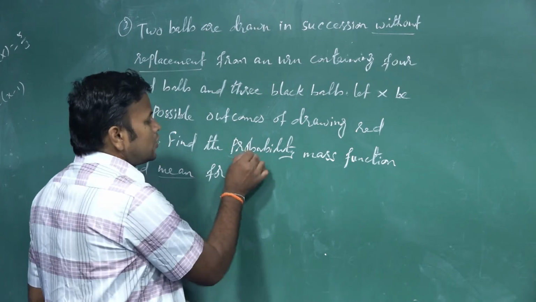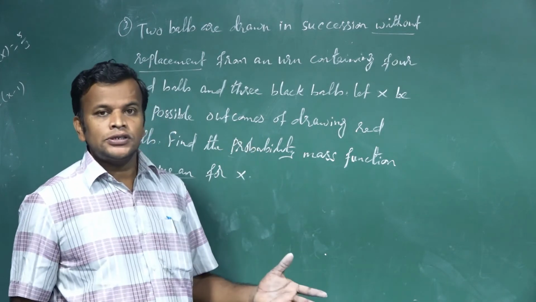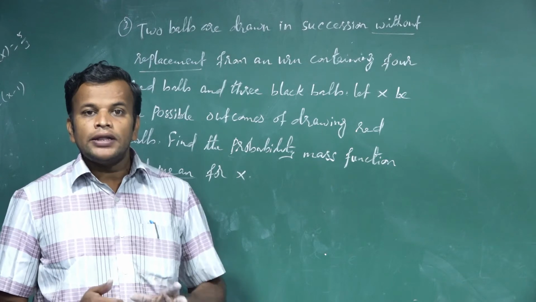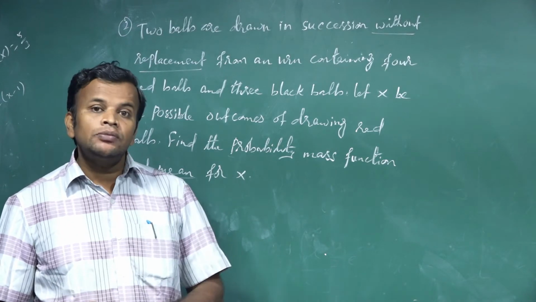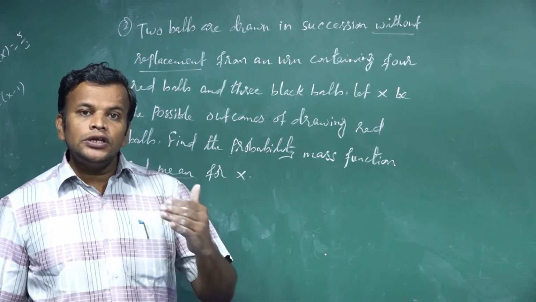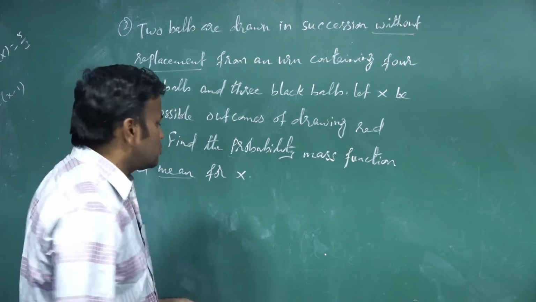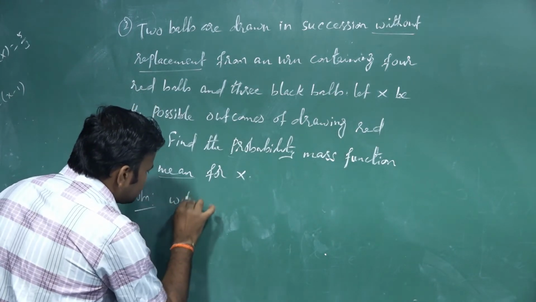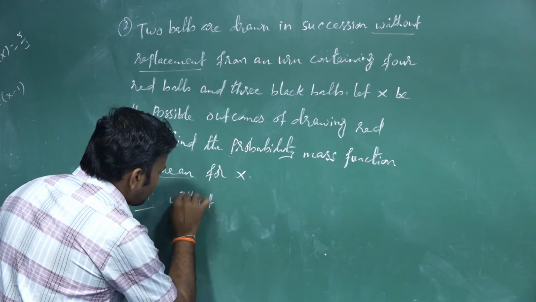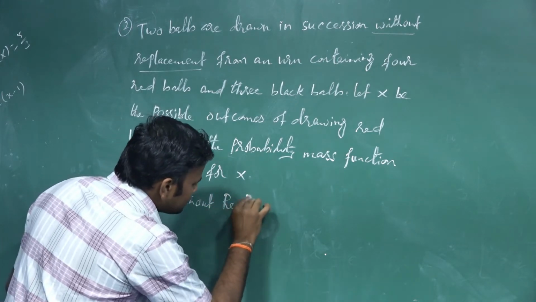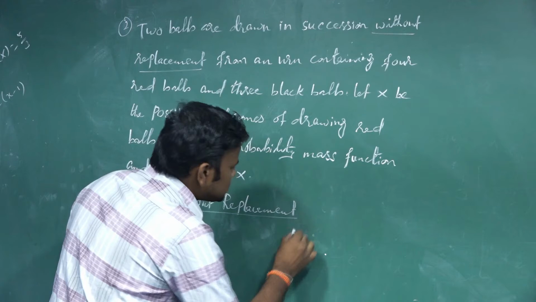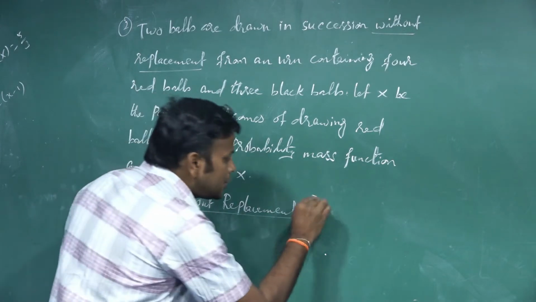In the question, it is also given to find the probability mass function. To find a probability mass function, what is the first step? To find the values of the random variable. The next step is to find the probability of each and every random variable value. So first we find the sample space, and also the word without replacement is there. So the simplification process is easy using the combination method.